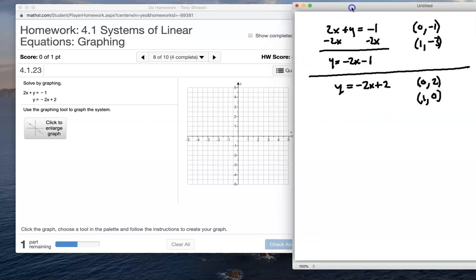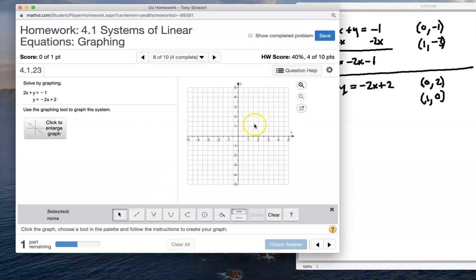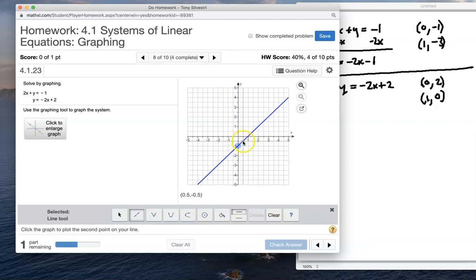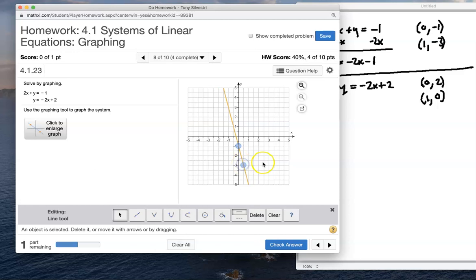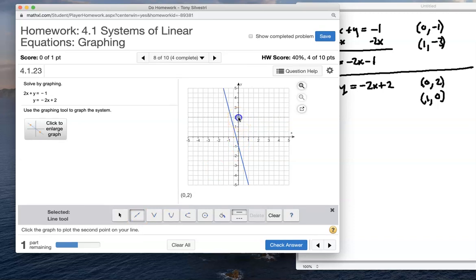So far they look like any other equation. Click the graph, click a straight line. 0, negative 1, click. 1, negative 3. There's negative 3. 1, negative 3. Click that. The other line, 0, 2. 0 horizontal, 2 vertical, and we've got 1, 0. X is 1, Y is 0.